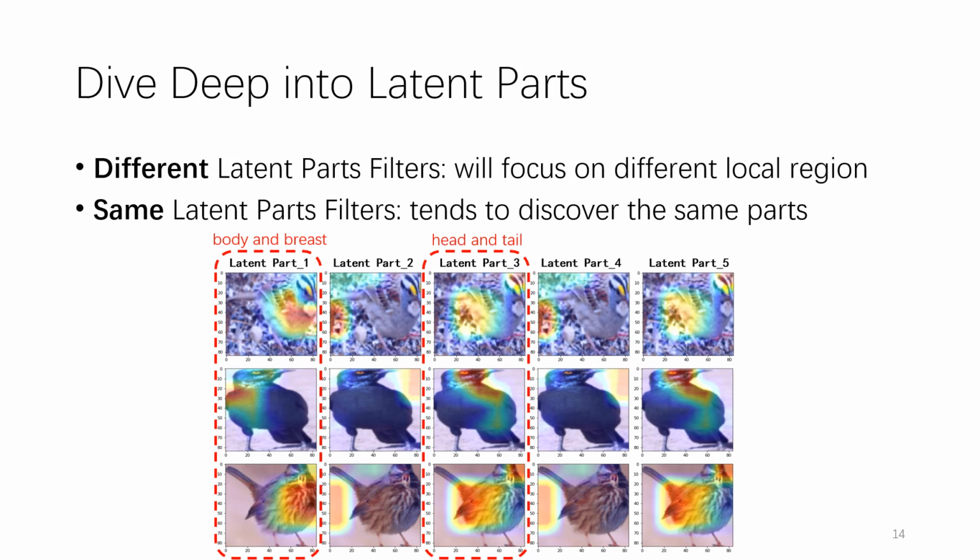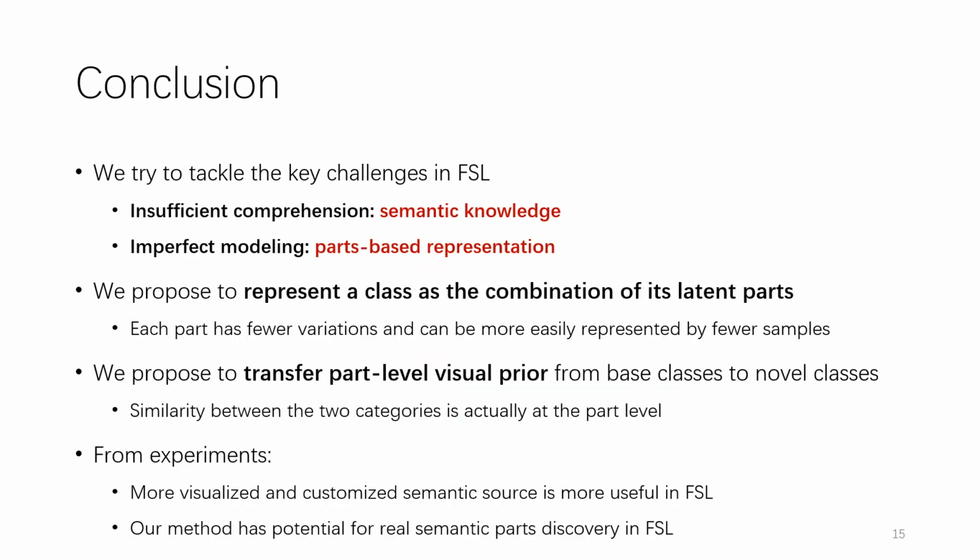When diving deep into different latent parts, we can find out that different latent parts focus on different local regions, and the same latent part tends to discover the same part even with different species. In conclusion, we try to tackle the key challenges in few-shot learning, and we propose to represent the class as a combination of its latent parts and transfer part-level visual prior.